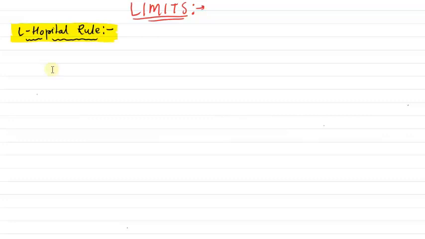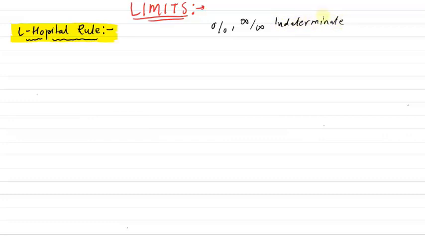Okay, so in this video we'll be learning about a shortcut to evaluate 0 by 0 form and infinite by infinite indeterminate forms. That rule is L'Hopital rule, or some people also say it as L'Hospital rule or LH rule. It does not matter what you say, what matters is whether you know the concept of this rule or not. So in this video we'll be learning what the LH rule is all about.